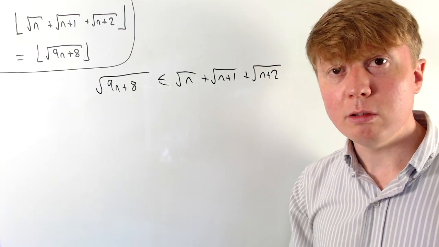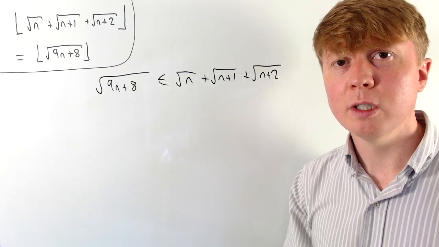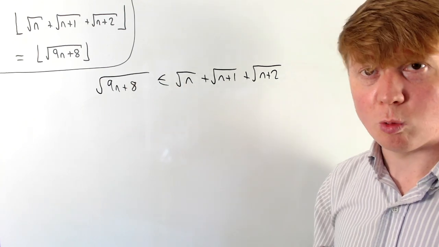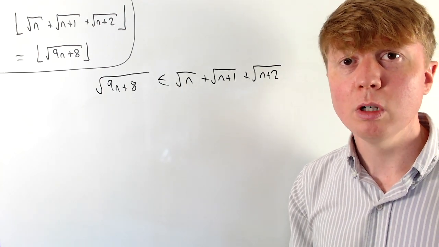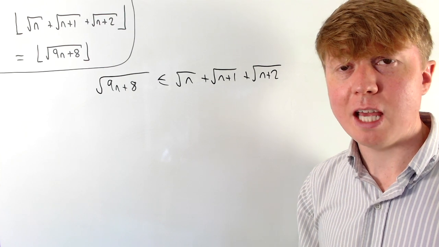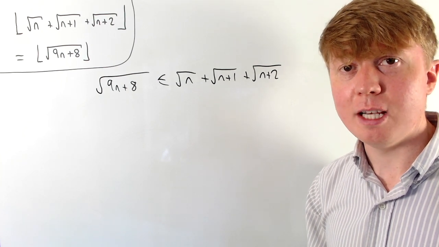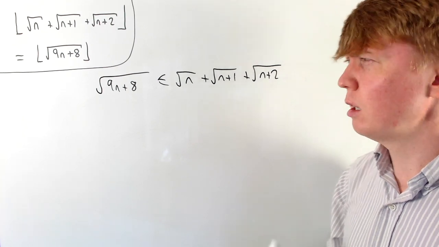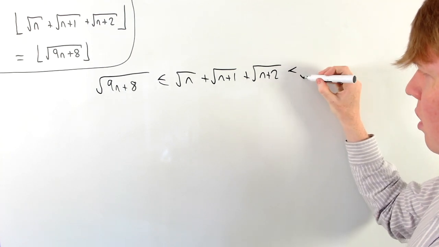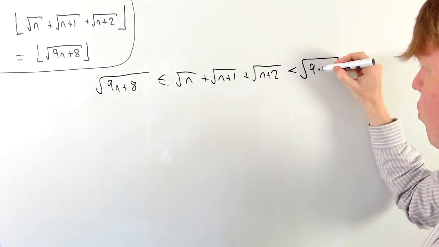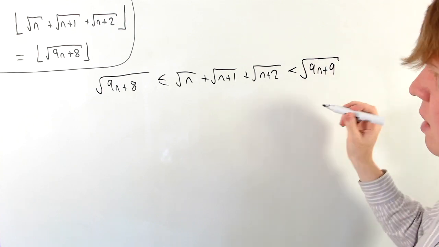But we still need to bound our sum of square roots from above, and we can't bound it from above by the same quantity because that simply wouldn't be true. So instead of looking at 9n plus 8, we'll look at 9n plus 9, the next integer after that, and we'll try and show this inequality that it's strictly less than the square root of 9n plus 9.